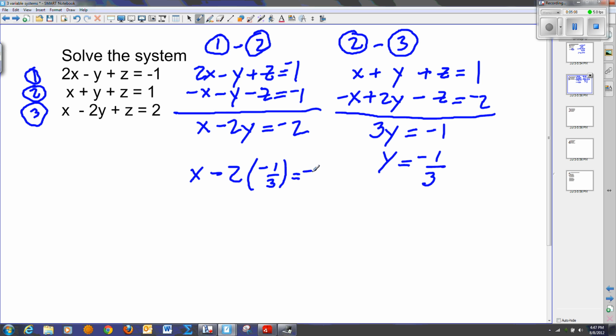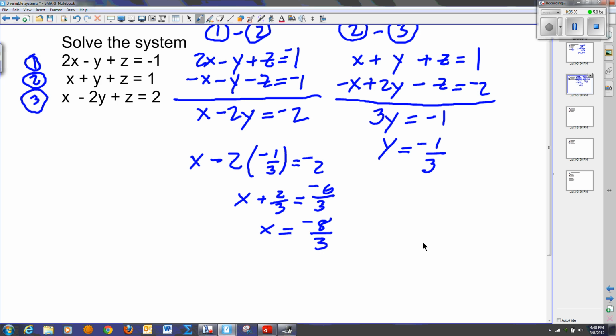That's going to equal negative 2. x plus 2/3 is going to equal, I'm going to change this to thirds just for kicks, negative 6/3. And then x will equal negative 8/3. Now from here, I have to take and find my z value.